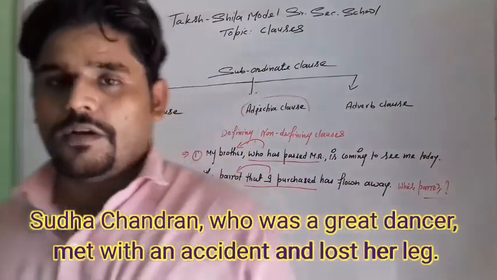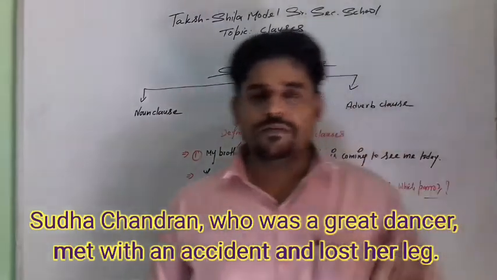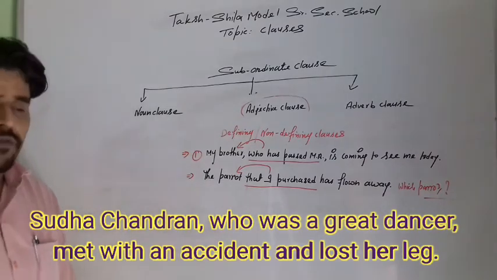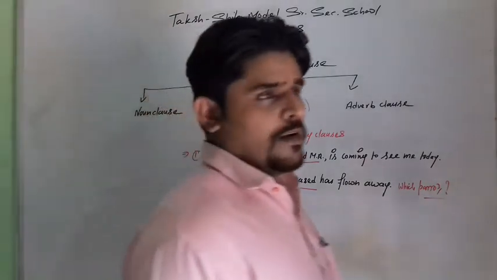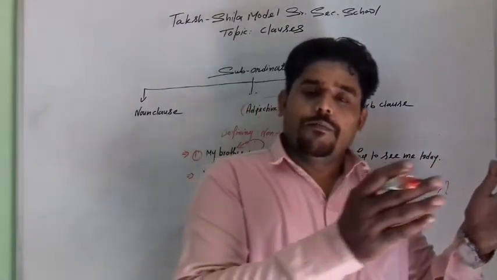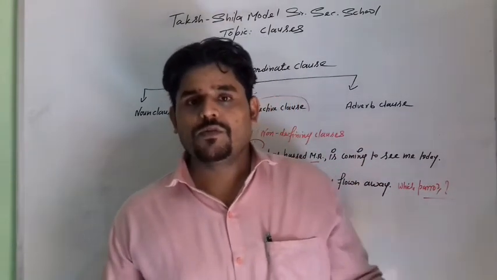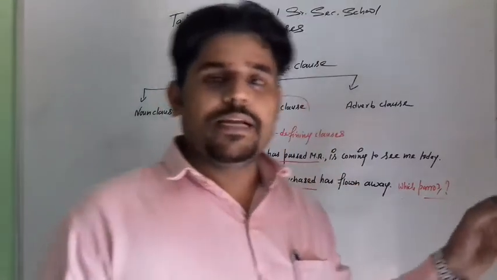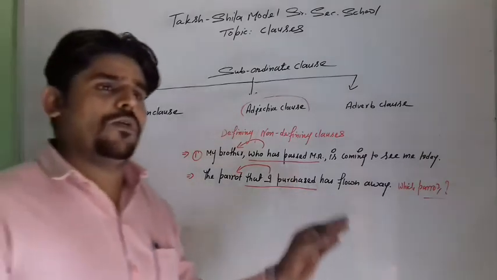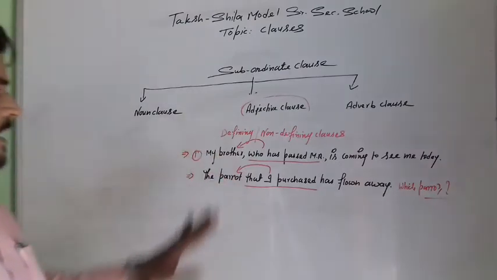So in this sentence, the clause is who was a great dancer. What type of clause is this? This is an adjective clause, but is it a defining or non-defining clause? When we remove who was a great dancer, Sudha Chandran met with an accident and lost her leg. This is right. This gives complete sense. So we come to know that who was a great dancer is actually extra information given about the subject. Hence, this is called a non-defining clause. Understood? So we have now understood adjective clauses.